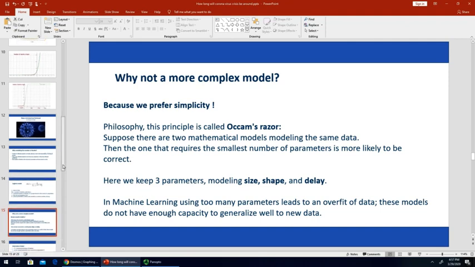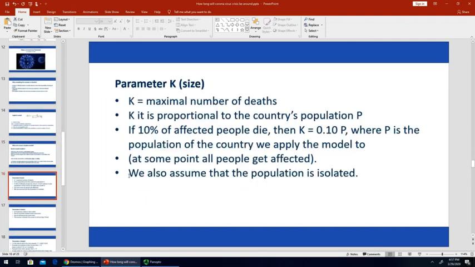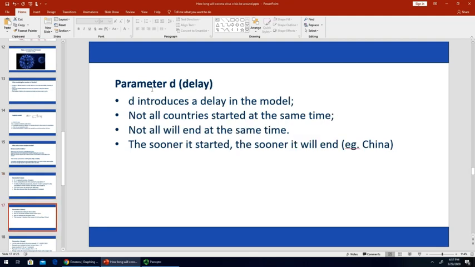Okay, so the model we have has three parameters. I'm going to say a few words about each of these parameters to understand what they mean. K represents the maximum number of deaths, and it's proportional to the country's population or the community's population, because this sigmoid model works for a population which is supposed to be isolated. For instance, in Italy, it says that 10% of the affected people die of coronavirus. So K, in this case, is going to be a proportion of 10% of the total population of the community or city.